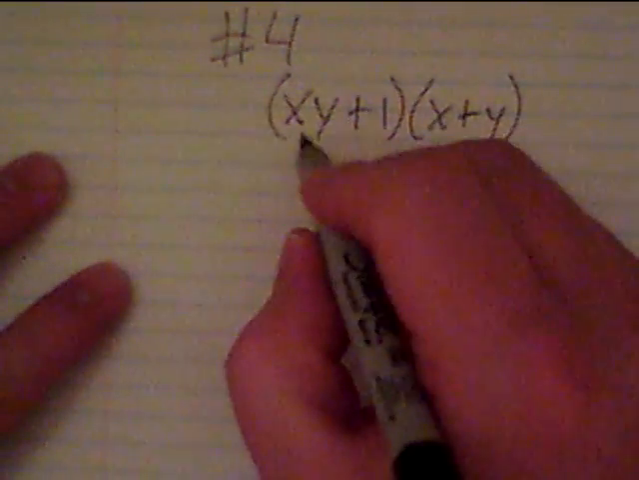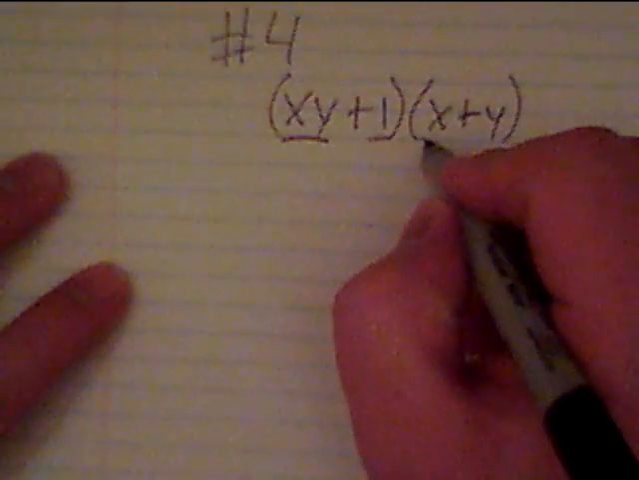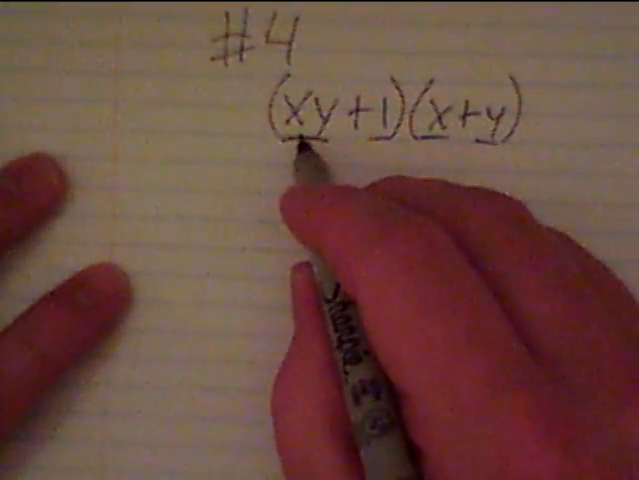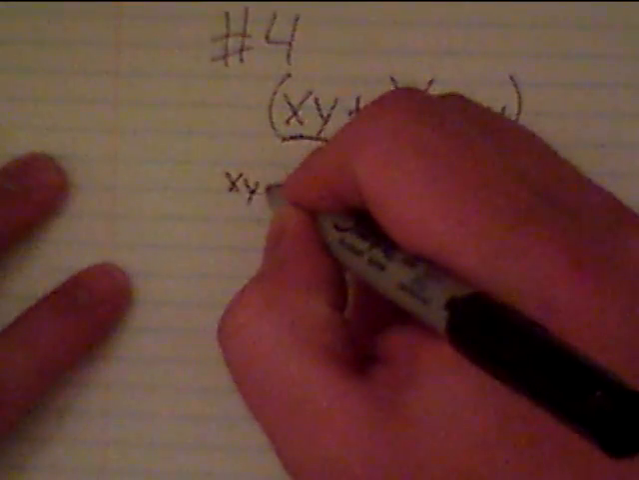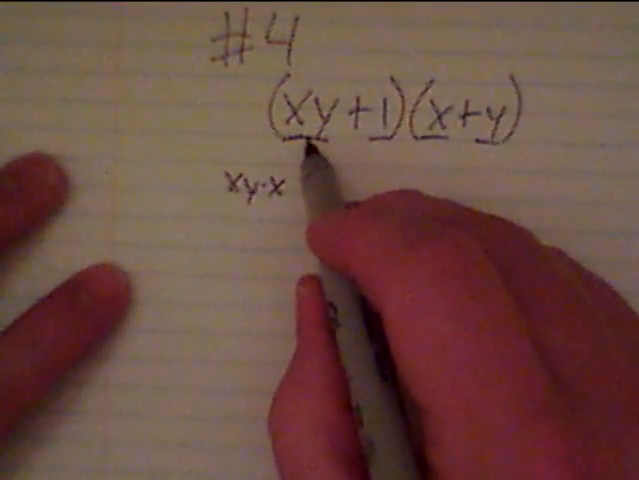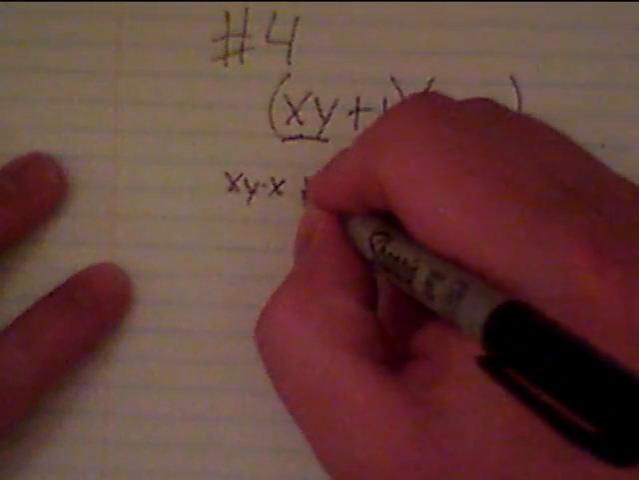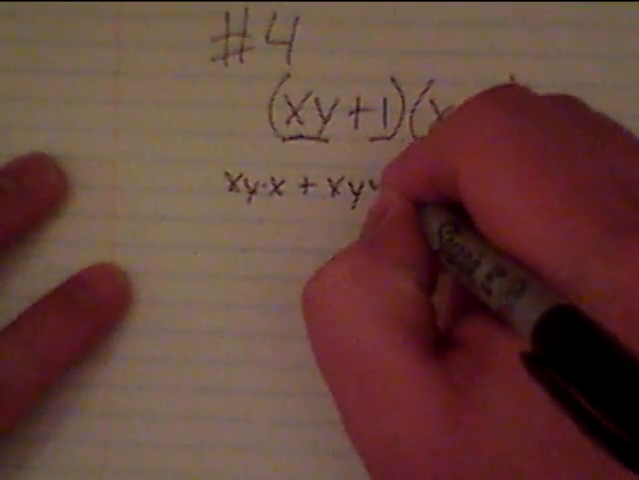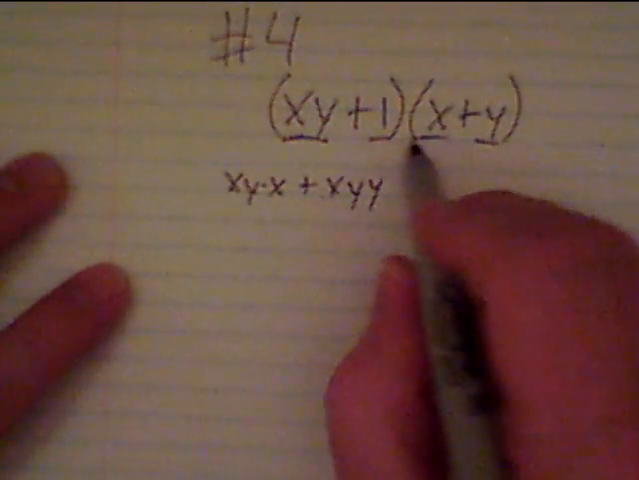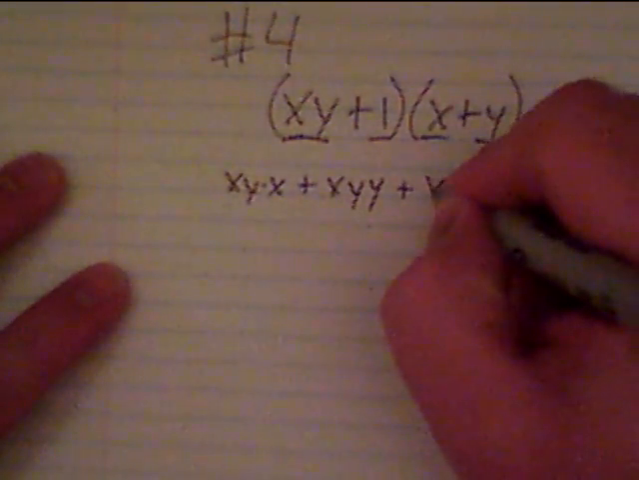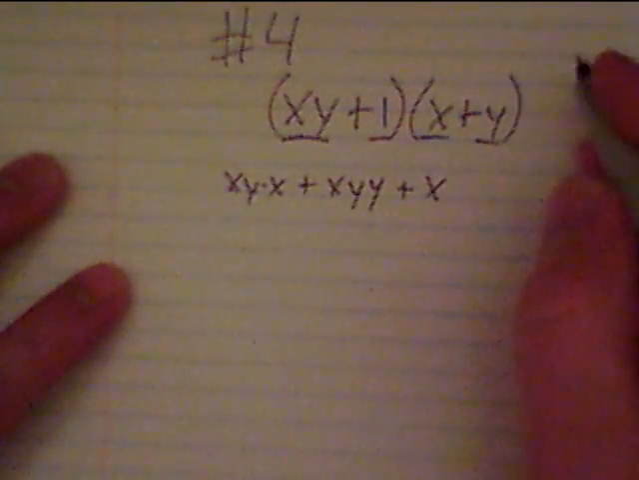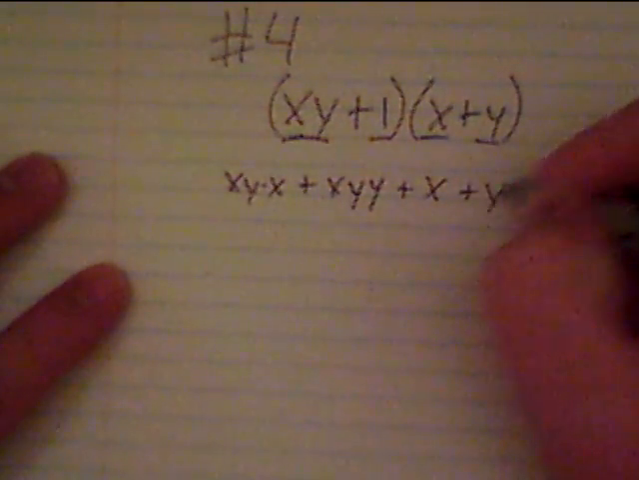It's a little bit uglier, but we can still recognize the terms here. Here's our first terms, xy times x, outer, xy times y, inner, plus 1x, or just x, and last, plus 1y, so plus y.